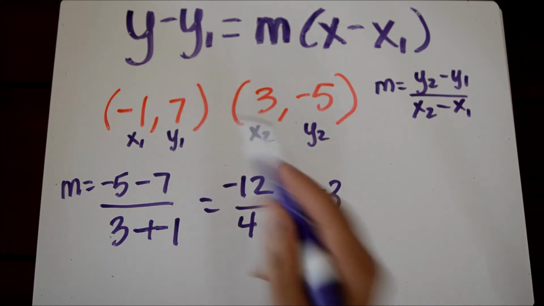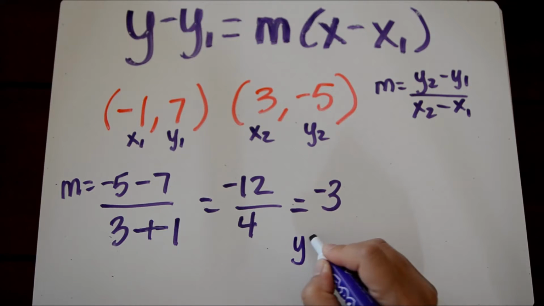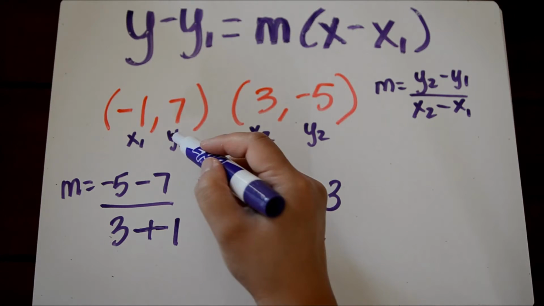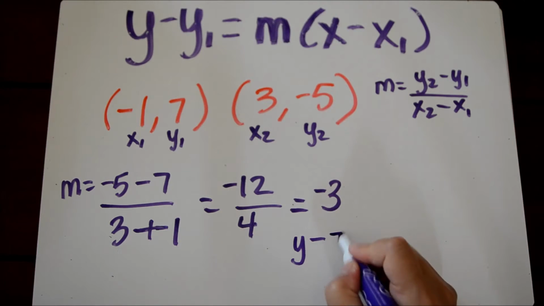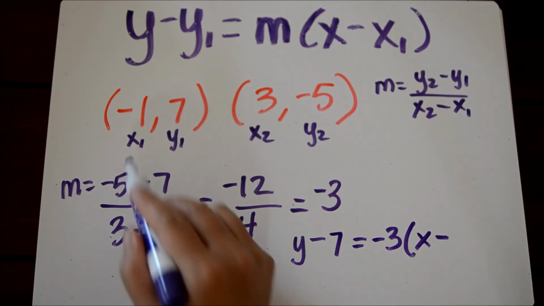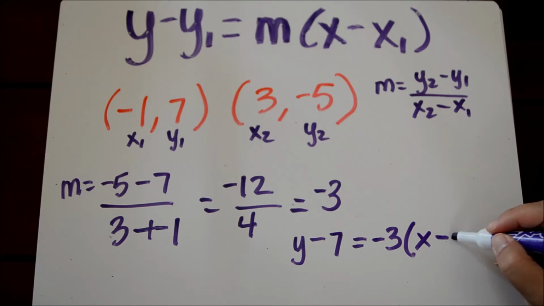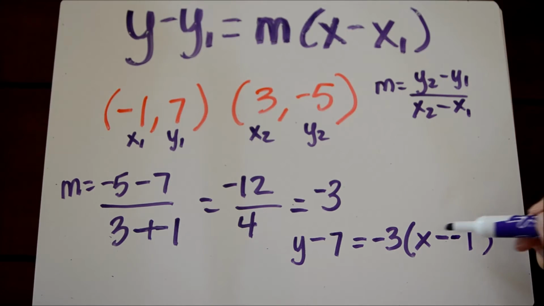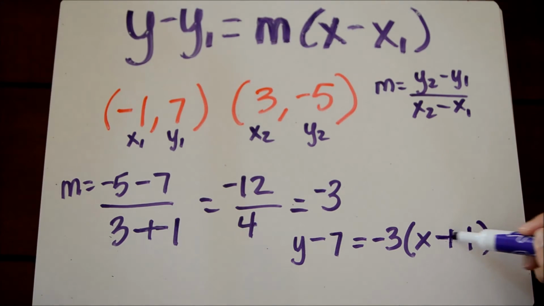Let's start with our first point. We have y minus our y value, which is 7, equals our slope of negative 3 times x minus whatever our x value is, which is negative 1. We're going to change that minus a negative to plus. And that's our answer if we were to use our first point.